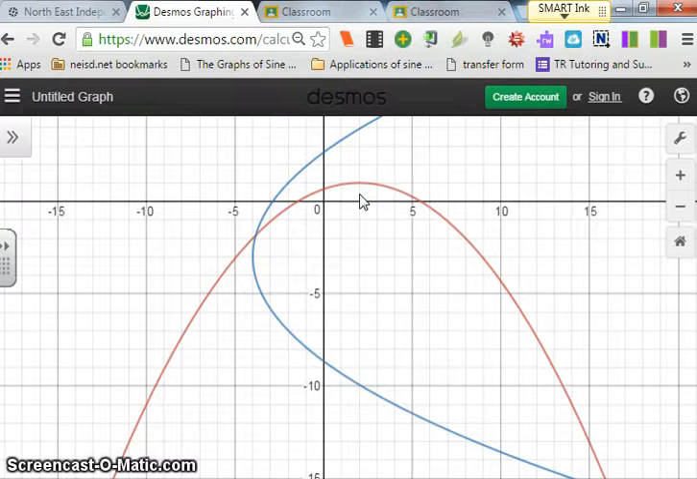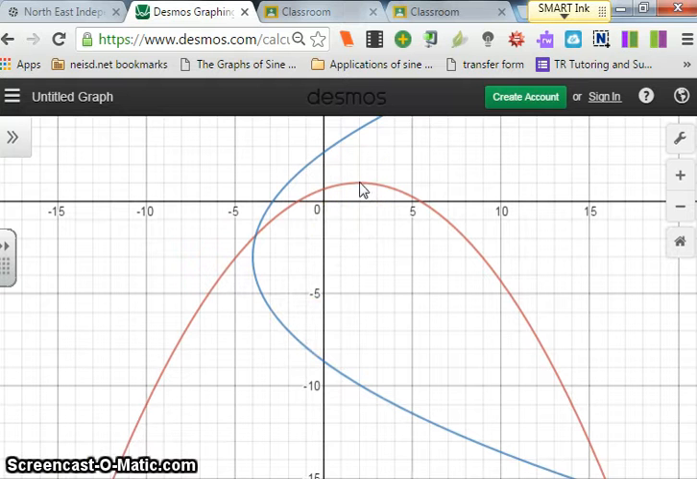So let me get some graph paper here. I got so many papers sitting around here that I don't know what's going on. So back to our graph.